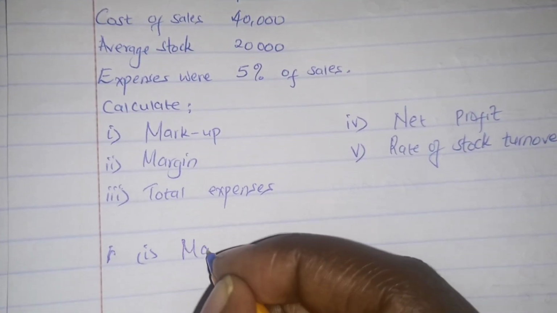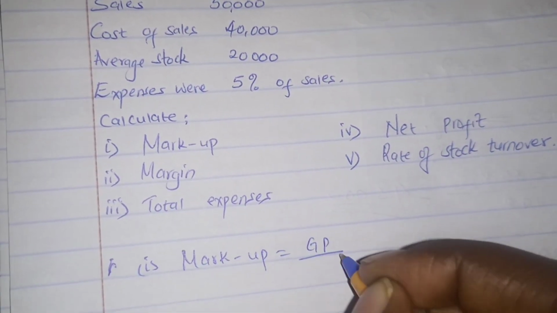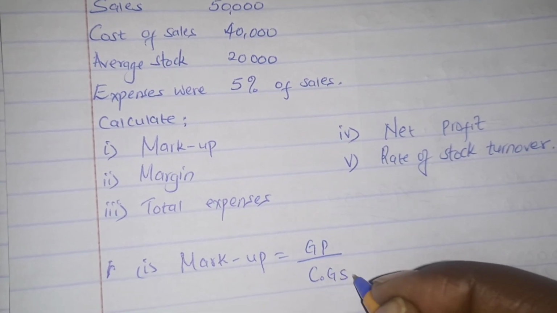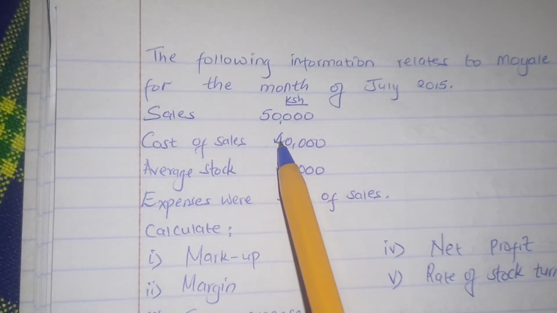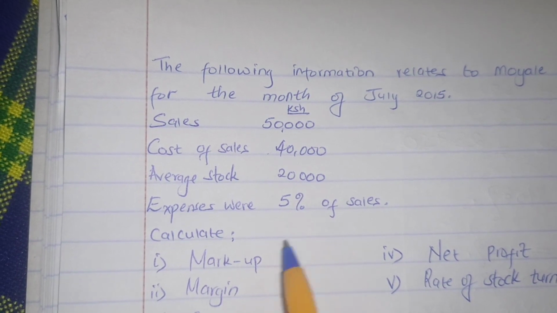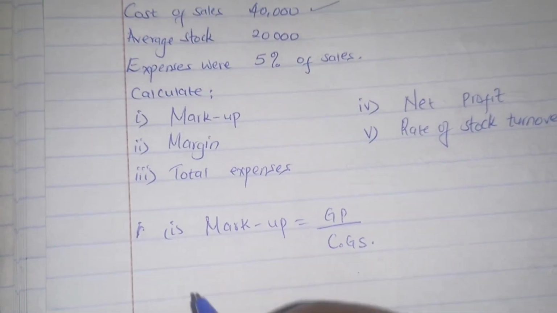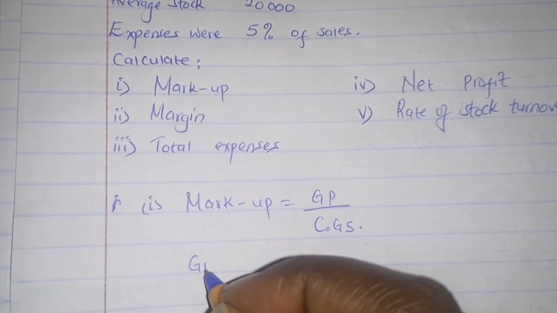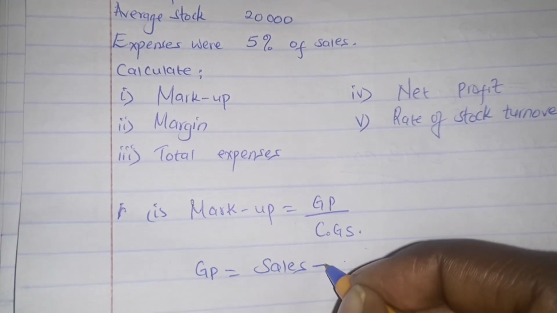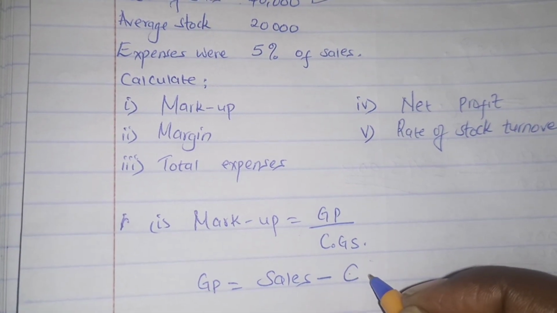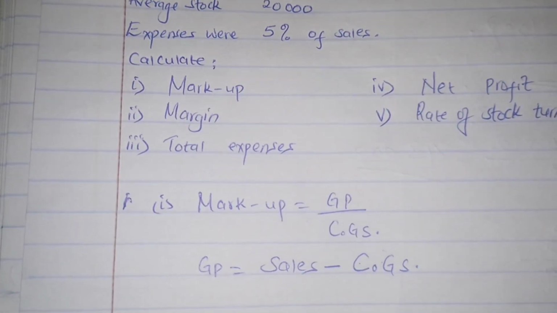So how do we calculate markup? Markup is given by gross profit divided by the cost of goods sold, or in other words, cost of sales. Now, learners, are we given gross profit? No. Cost of goods sold? Yes. So how do we calculate gross profit? Gross profit is given by sales or net sales minus the cost of goods sold, or cost of sales.